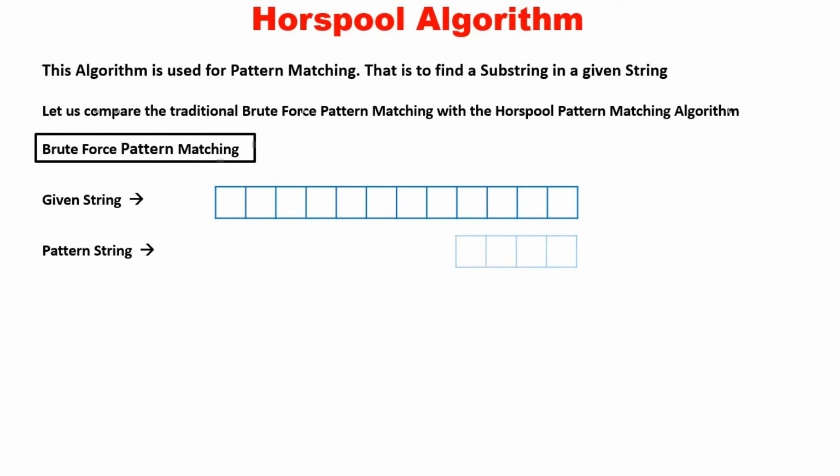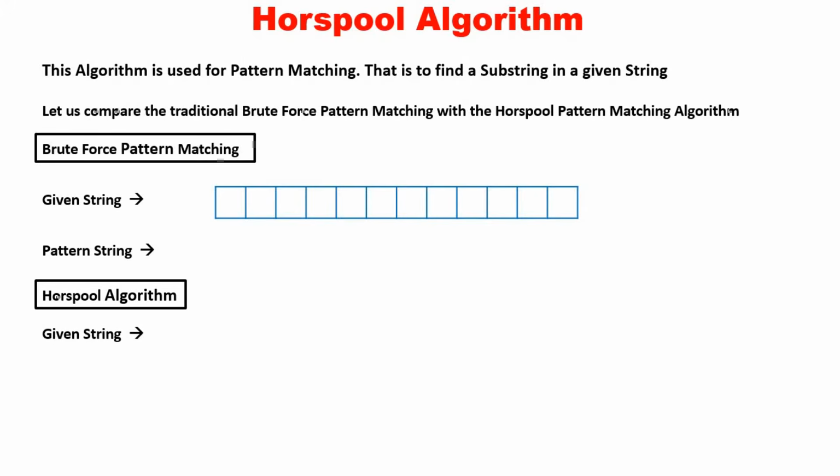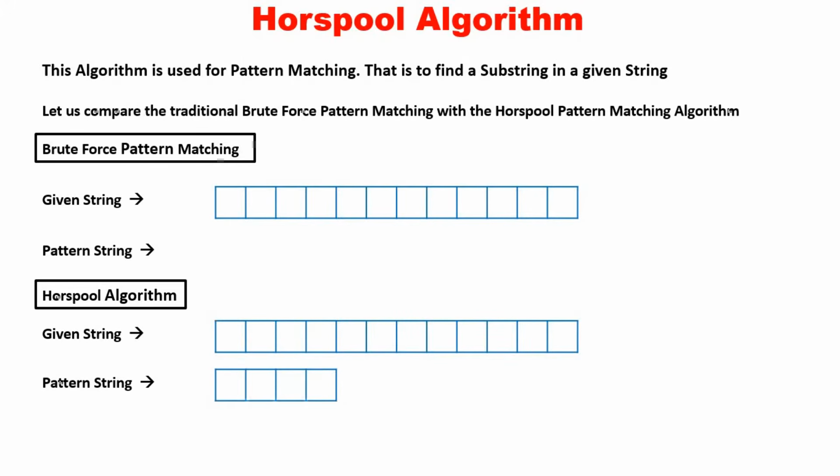Now let us see how the Horspool algorithm will do. In the Horspool algorithm, this is a given string, this is a pattern string. Now suppose the pattern string is not found in the given string, it is shifted to the right by more than 1. In brute force pattern matching, always it was 1, whereas here it is shifted to the right by more than 1. Again, it is shifted to the right by more than 1 number of positions. See, in the Horspool algorithm, the shifting happens by more than 1 number of positions, whereas in brute force pattern matching, always shifting happens by 1. So this makes the Horspool algorithm faster.